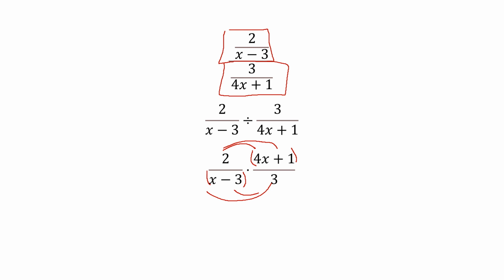So after I distribute, I end up with 8x plus 2. On the bottom, I end up with 3x minus 9. And that cannot simplify. We'll have some later that will be able to simplify, but this one can't simplify at all. So that's it, so rewrite as division. Remember, when you have a plus or minus sign, you have to use distributive property if you have anything to multiply into it.